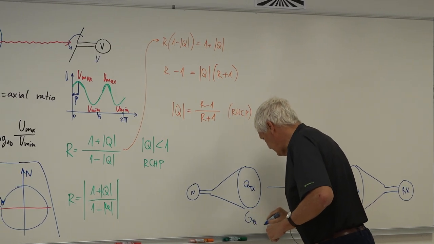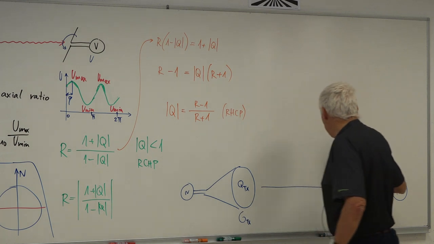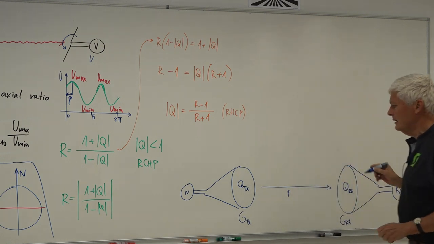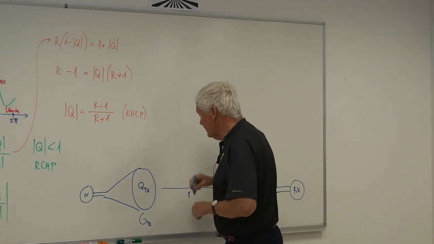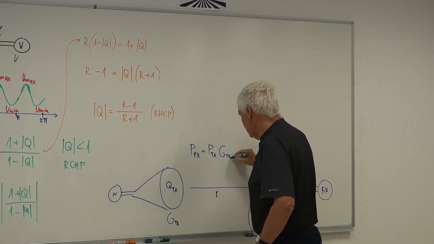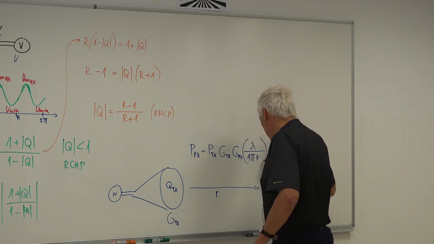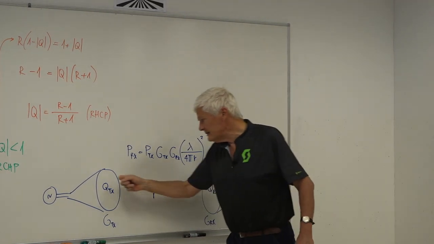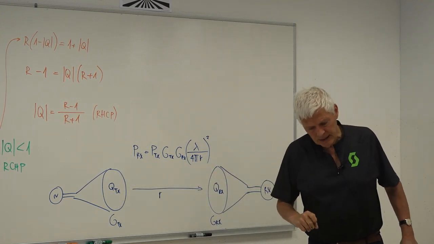If I have the gain of the transmitting antenna and the gain of the receiving antenna, the received power in the receiver should be what? If this is distance R, and we are outside the Fresnel zone, in the far field region, we can just write the Friis equation. The power in the receiver is the power of the transmitter times the gain of the transmitting antenna, times the gain of the receiving antenna, times lambda over 4 pi distance, everything squared. This is the Friis equation in one particular condition, that we have polarization matching. I didn't say same polarization, I have said matching polarization on both ends of the antenna.